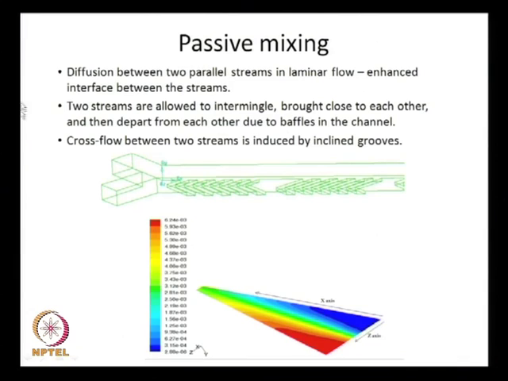So, diffusion between two parallel streams in laminar flow, enhanced interface between the streams, that is the idea of passive mixing. You have an enhanced interface between the streams. Two streams are allowed to intermingle, brought close to each other, and then depart from each other due to baffles in the channel or due to these grooves present. Cross flow between two streams is induced by inclined grooves.